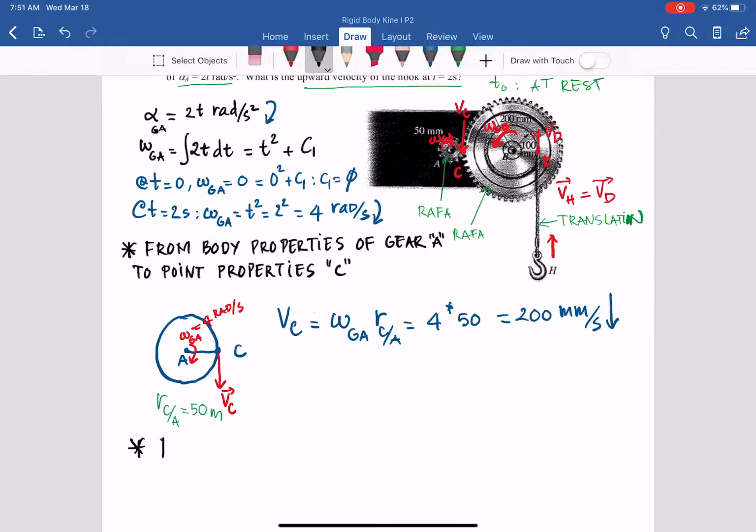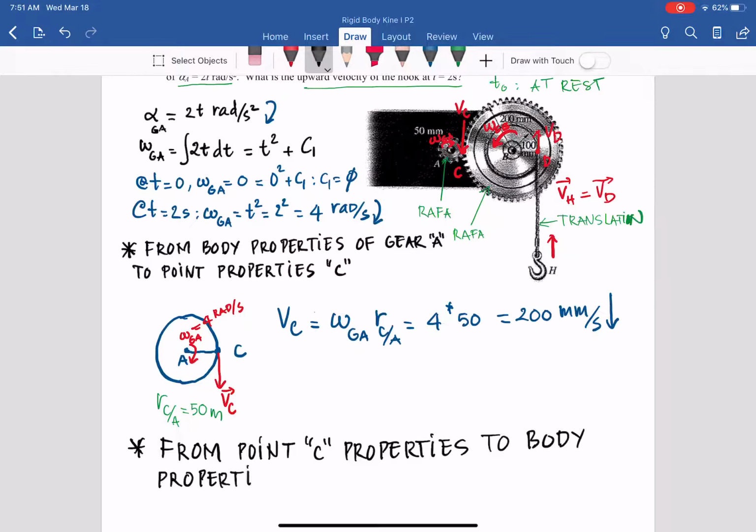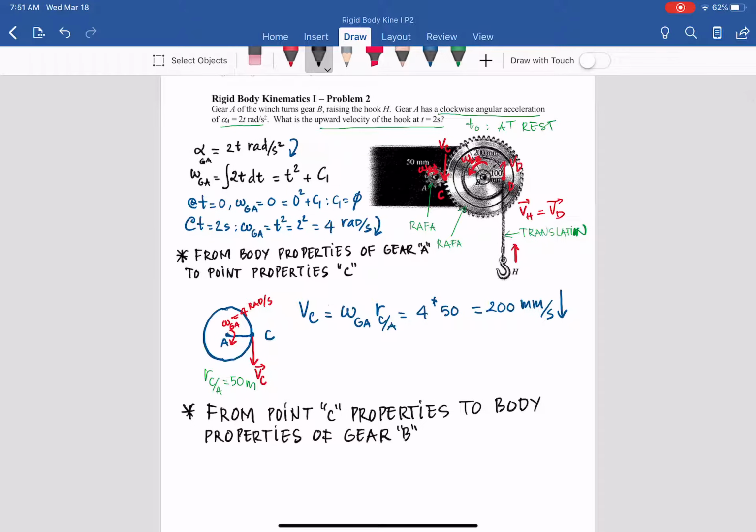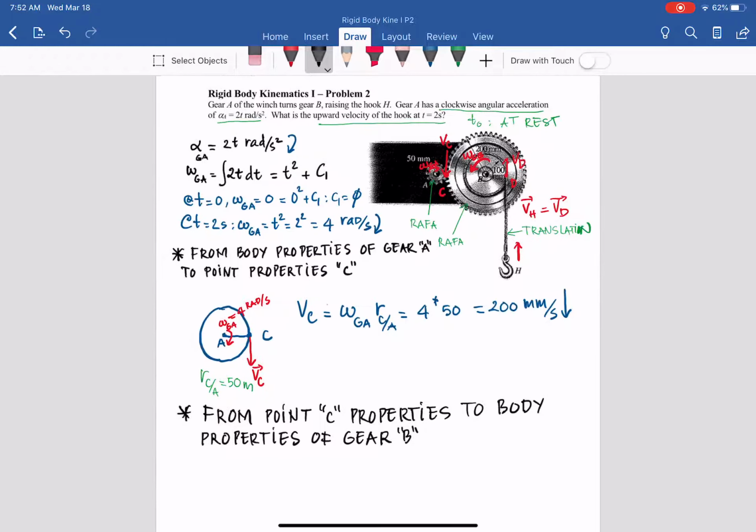So let's write here. So from point C property, which is the common point, right? Property to body property. Which body? Gear B. So don't jump, one step at a time. Gear B. Keep that in mind. The gear B is the whole body, which is the gear, not only one point B specifically at the center of the gear. So keep that in mind, and we will continue to solve this problem in the next video.